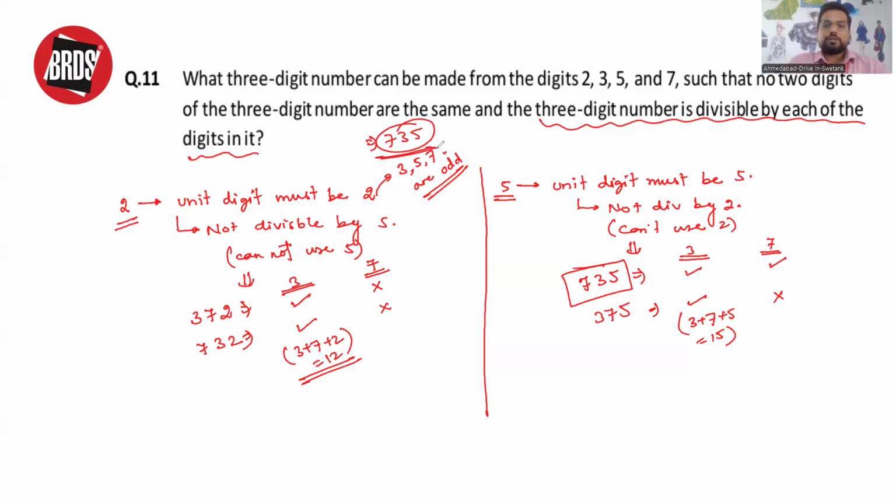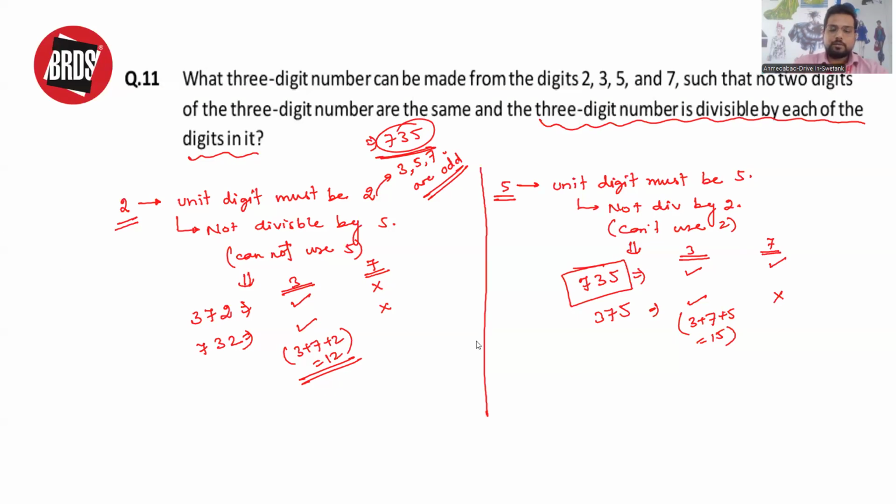So that's how you should approach this question. Because if you want to use a two, then you have very limited options. If you want to use a five, you also have very limited options. If none of them had given me the correct answer, then we could have tried something else with the help of three. Like if the number has to be divisible by three, what combination could I have in that case? So that's how you should approach this question. Let's move ahead to the next one.